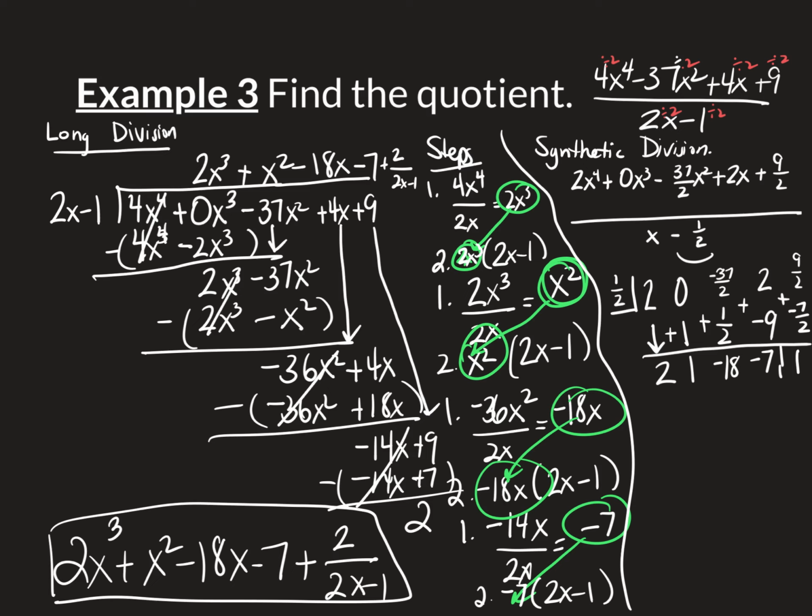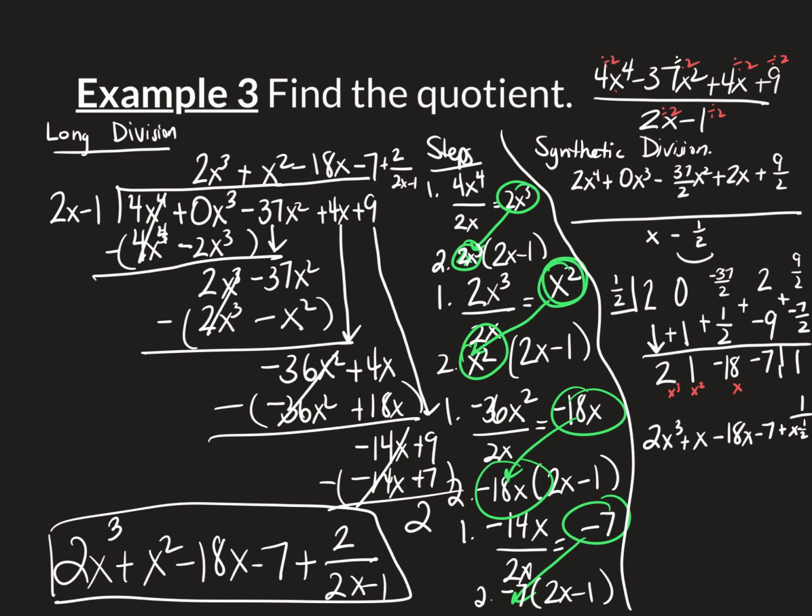Remember, you're going to divide x to the 4th by x, and that gives you x to the 3rd. And then x to the 2nd would go here. Then x to the 1st, and then no x. So my answer, my quotient, 2x cubed plus x squared minus 18x minus 7 plus, because I have a positive, 1 over my new divisor, x minus 1/2.